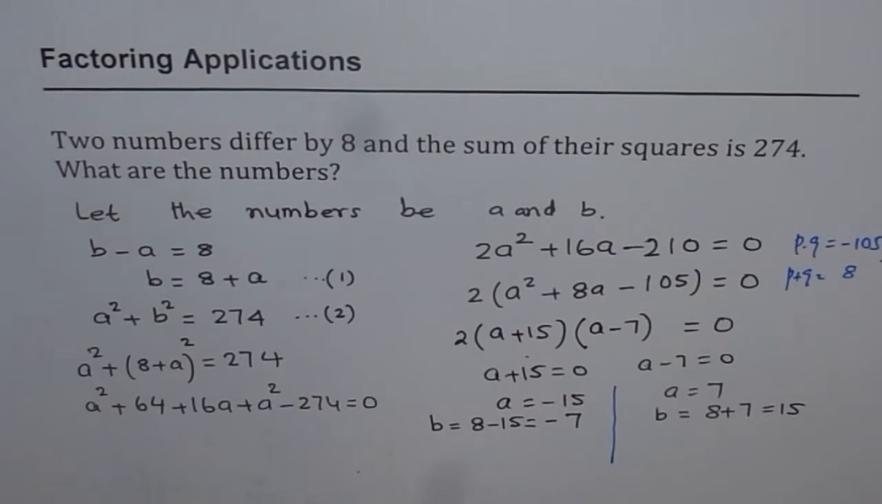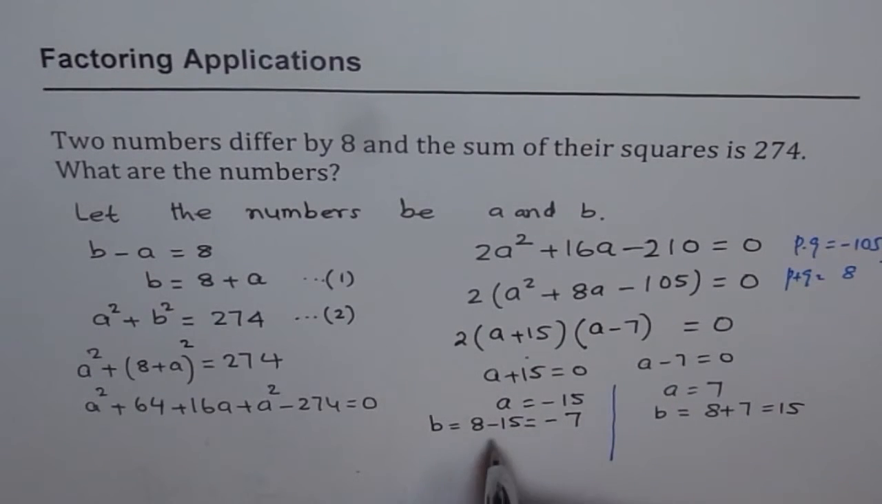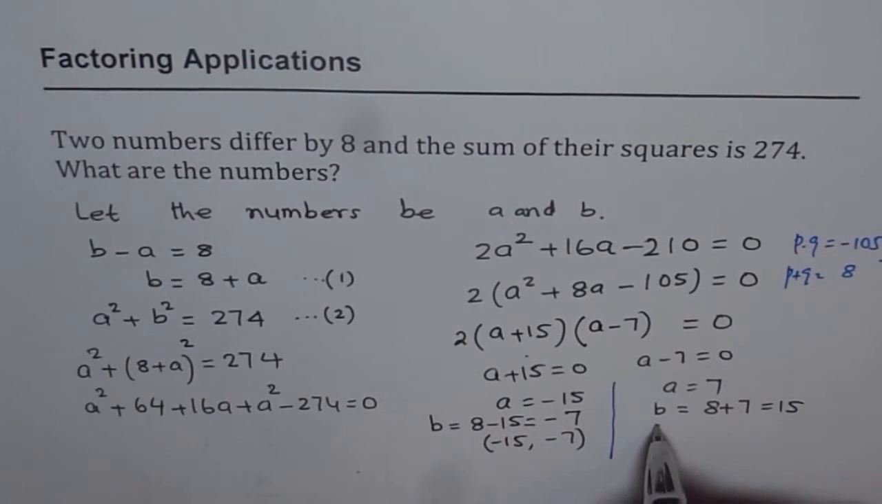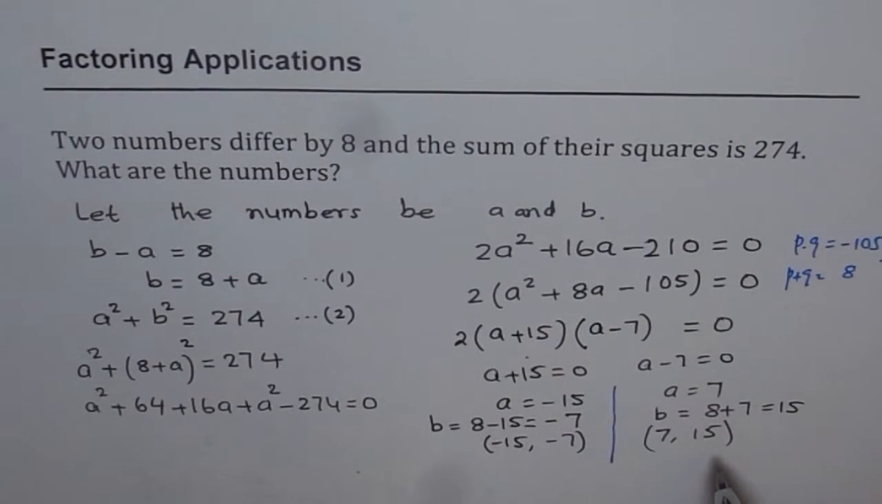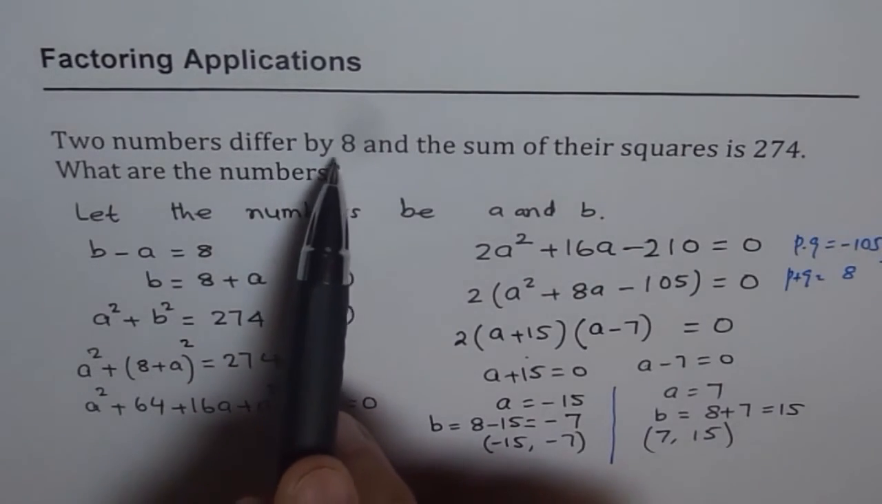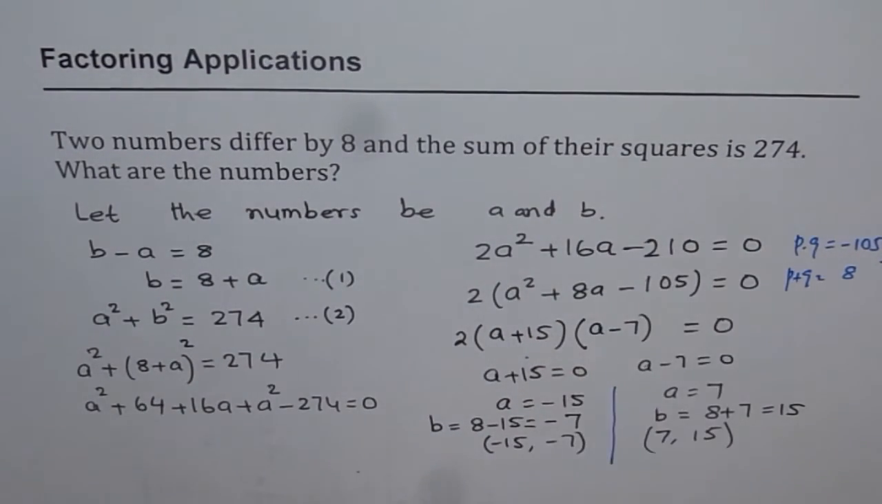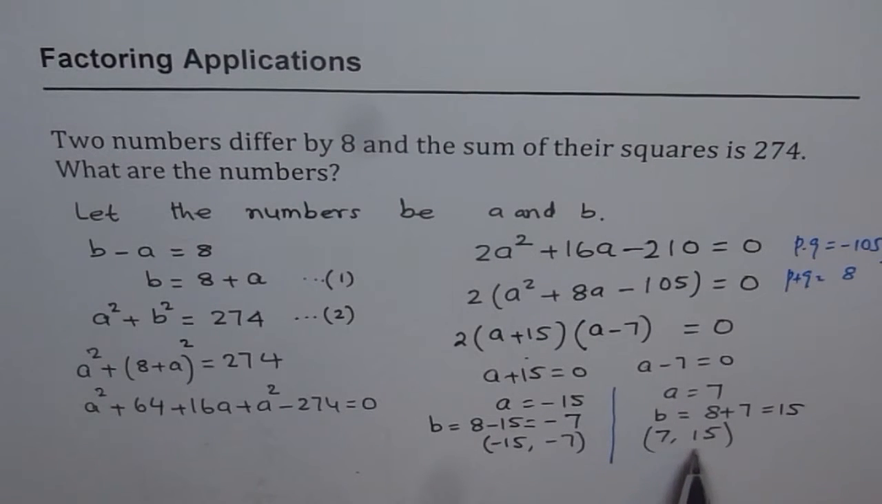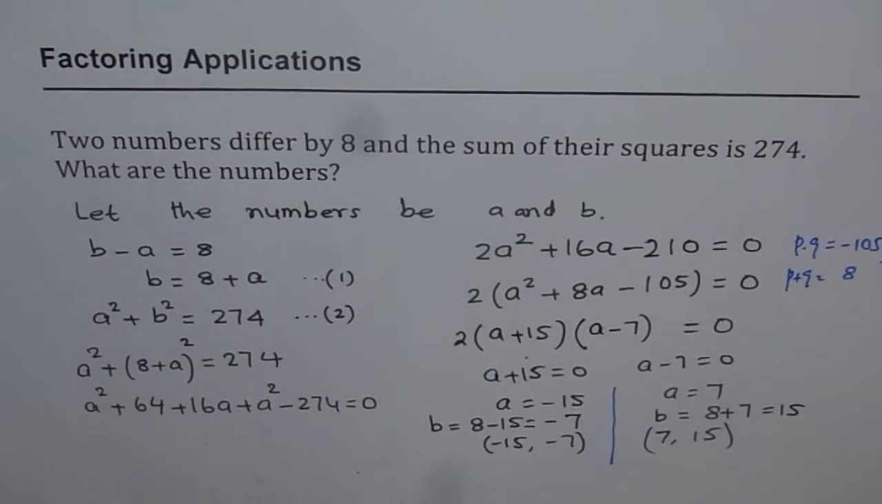The sets of answers for us are minus 15 and minus 7, and the other one is 7 and 15, right? So these are the numbers. So it says two numbers differ by 8 and the sum of their squares is 274. What are the numbers? So the numbers could be minus 15 and minus 7, or they could be 7 and 15, right? So both these sets of numbers satisfy the condition. So we should give both the sets of numbers as our answer, correct? So that is how we should solve this kind of question.